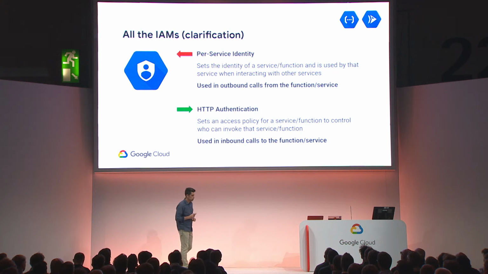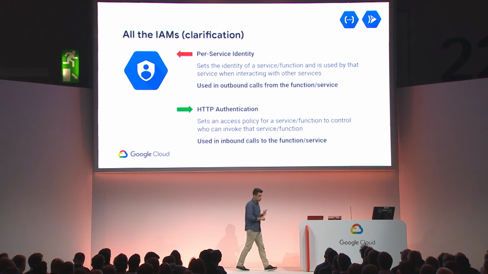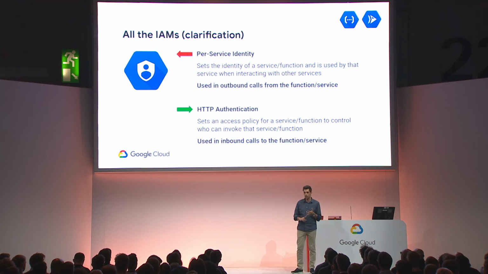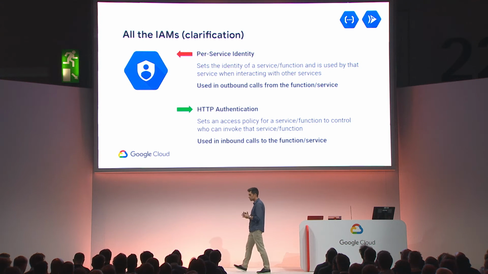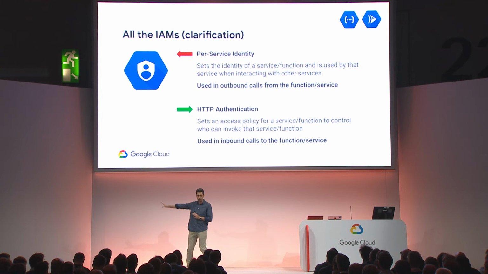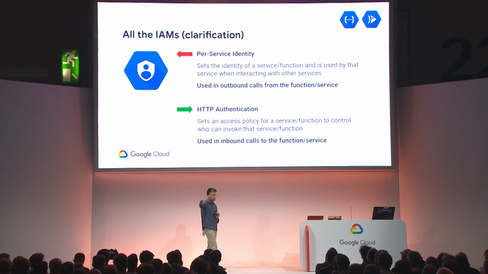And just a clarification, because we had a lot of IAMs going on. So per service identity is where you specify an identity for your Cloud Function or your Cloud Run service, and that affects outbound connections. So when you make a connection outbound to another GCP service, it will carry a bearer token for that identity. The HTTP, the data plane authentication I mentioned, is for inbound communication. So when you receive a request, that request will have an identity in it, and then we will validate that identity for you. We will validate the authenticity of that claim. I don't know if that was clearer or not, but that's what it is.